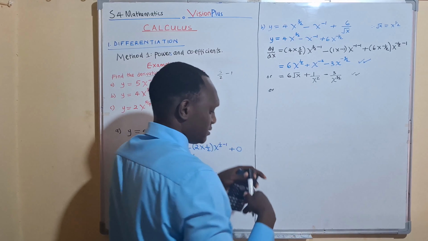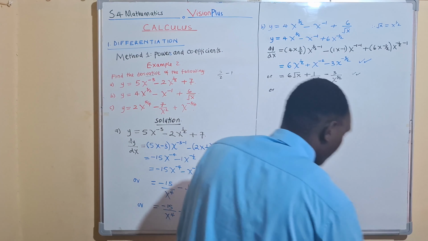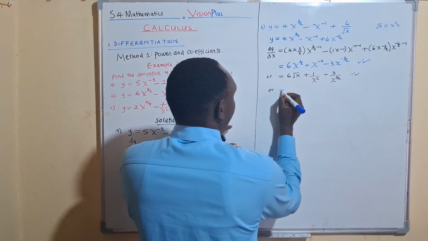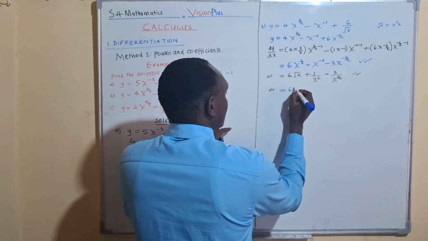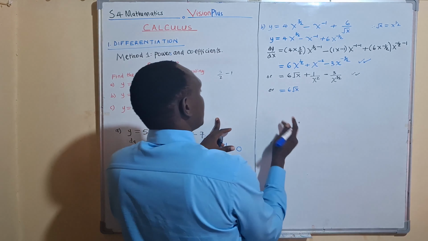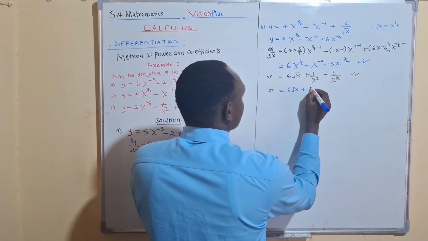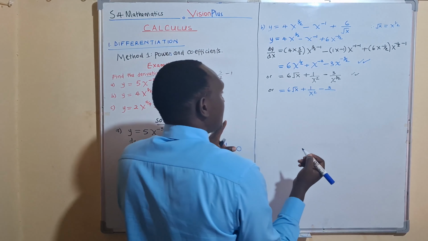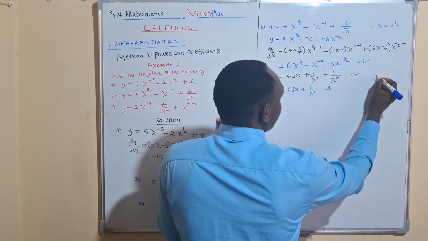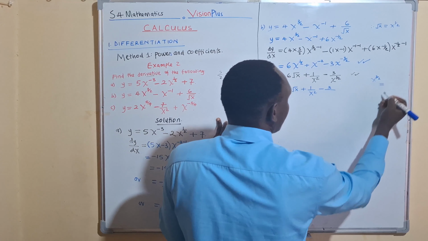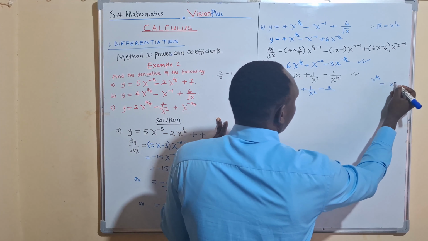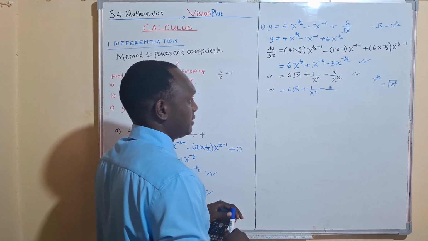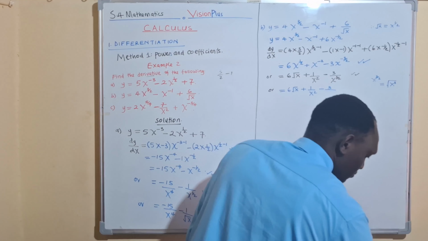Or somebody could have 6 root x plus 1 out of x squared minus 3 over x power 3 out of 2, which is the same as x cube. It is the same as root of x cube. Okay, so the same as root of x cube.